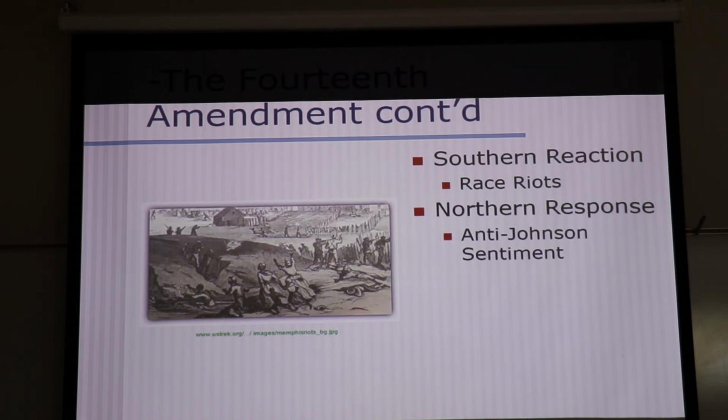Even though Tennessee was the first state to vote yes for the 14th Amendment, there were riots that broke out in May and July in Memphis and New Orleans that fueled a lot of anti-Johnson sentiment.